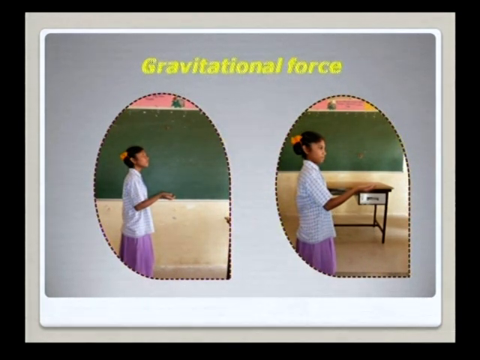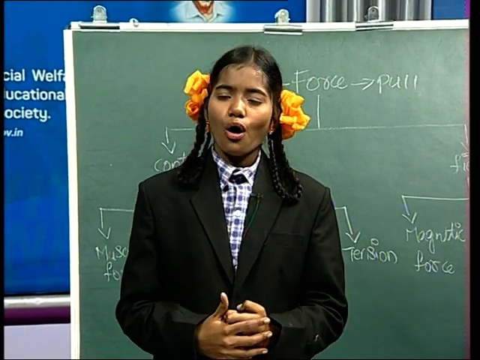And the next one is gravitational force. Here one student is throwing a stone upwards. When she throws the stone upwards, there exists a force which pulls the stone downwards. So, it is an example of gravitational force. Friends, did you understand? Okay.